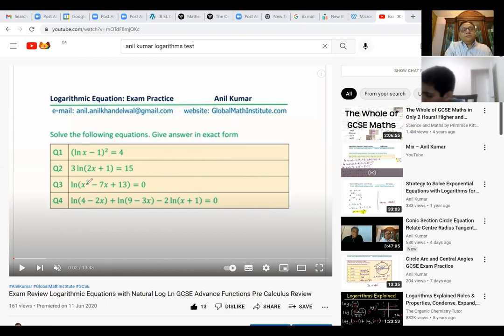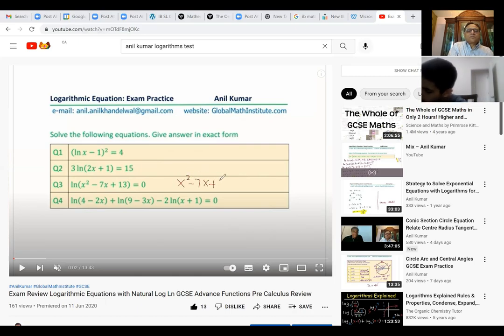Question number 3. ln(x square minus 7x plus 13) equals 0. Tell me the first step. How will you write this equation in exponential form? Okay. Tell me.